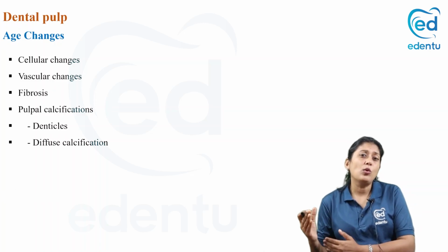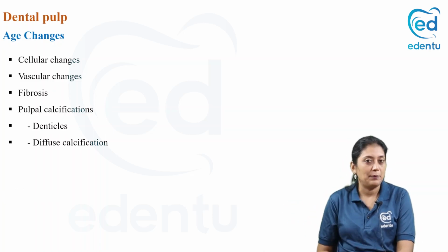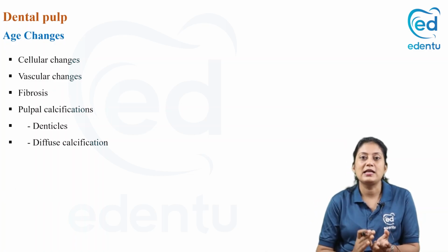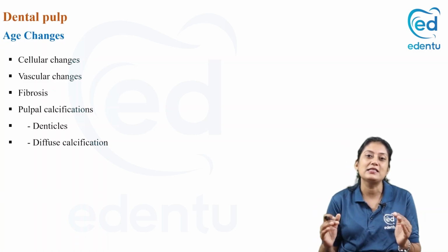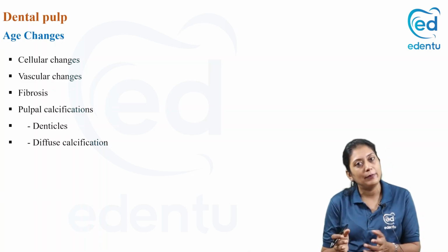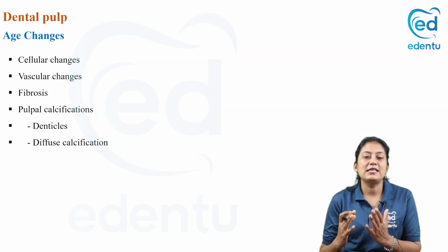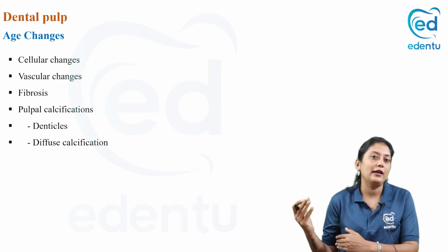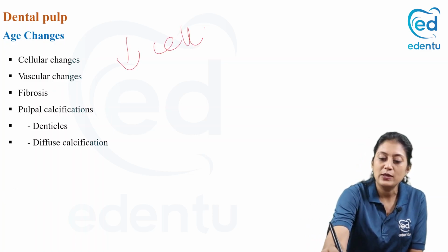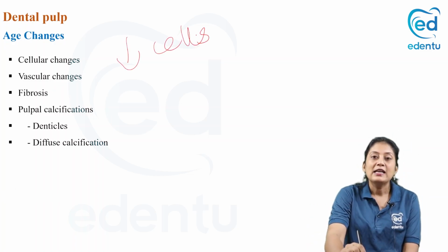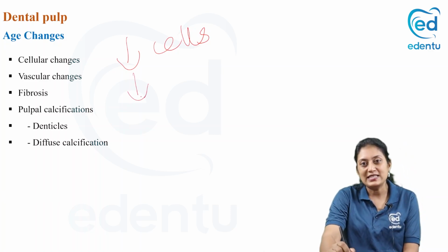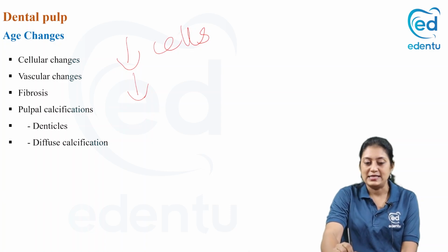As a person becomes older and older, what changes are seen in the pulp? One is that whatever cells you are seeing, fibroblasts, defense cells, undifferentiated mesenchymal cells, all the cells will decrease in number. That is true for any tissue in the body, not only pulp, even in the periodontal ligament. In any tissue, the proliferating rate of the cells comes down, so the number of cells also will come down. Then the blood vessels also will become less, so the blood supply will become very, very less.